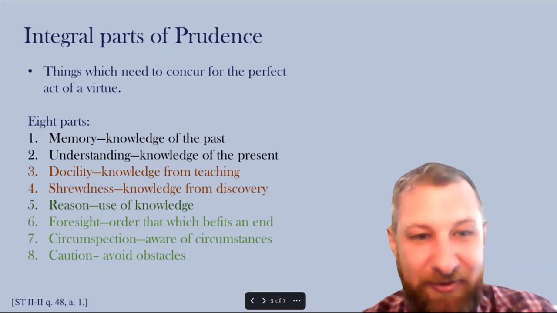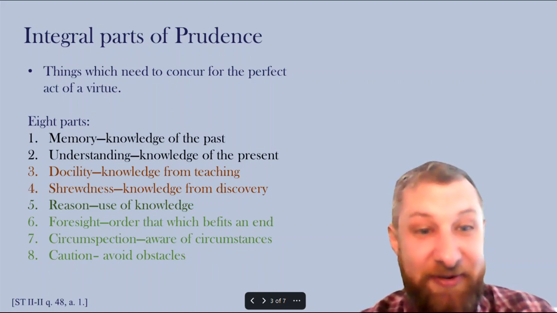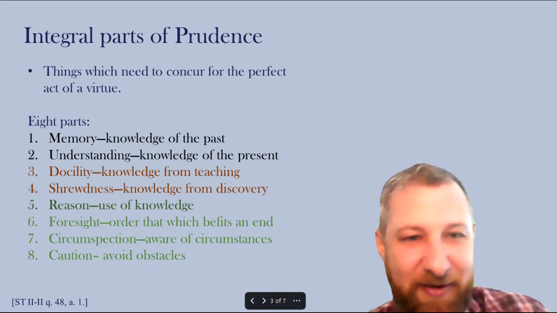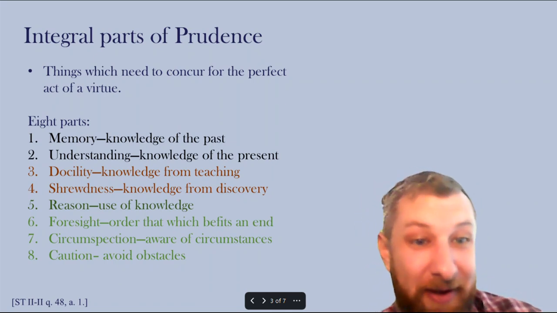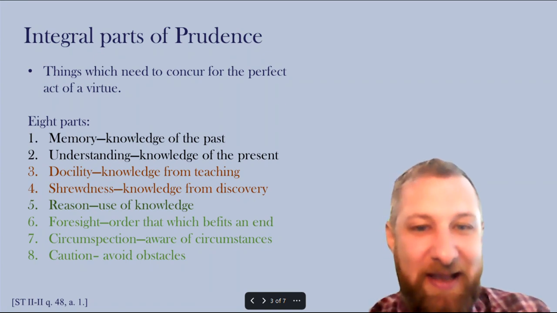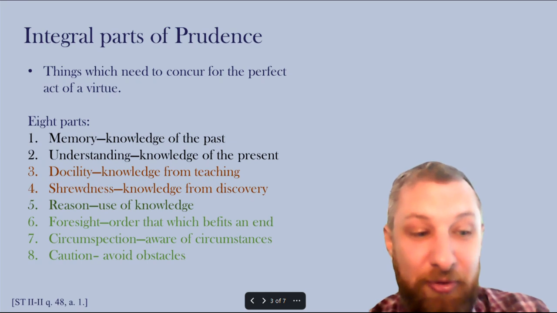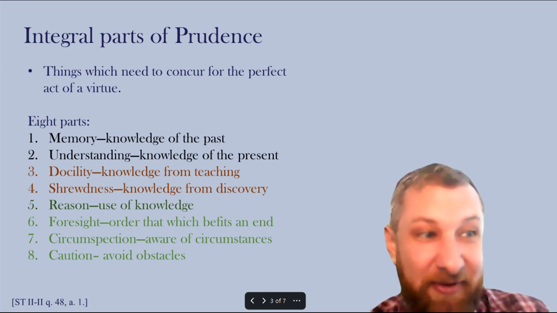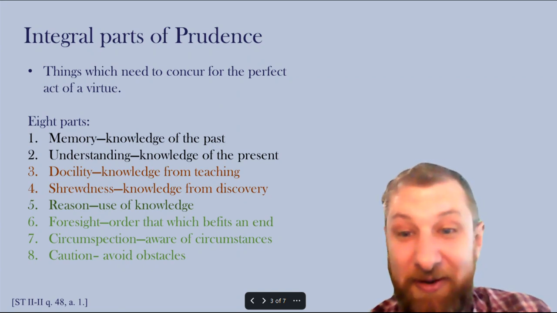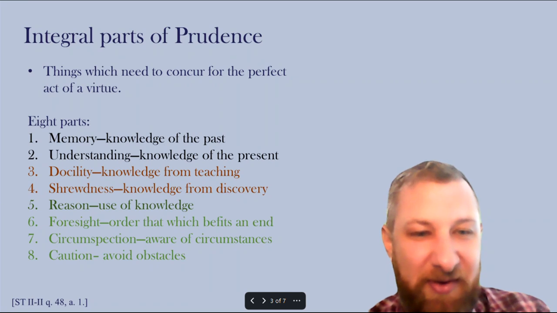Also, circumspection, which is aware of your circumstances, right? That's rather straightforward. Dealing with how do you use your past, present knowledge, your experience. You have to be able to be aware of where you are and what are the circumstances, right? Because prudence is dealing with specifics, right? It's dealing with individuals in specific situations, not generalizations. It's not dealing with universals. It's dealing with specifics. Circumstances matter when dealing with specifics.